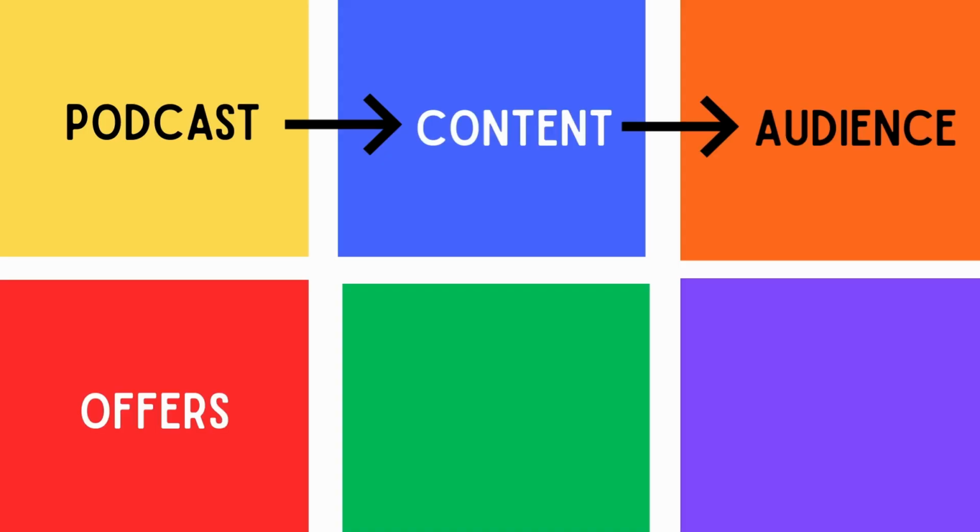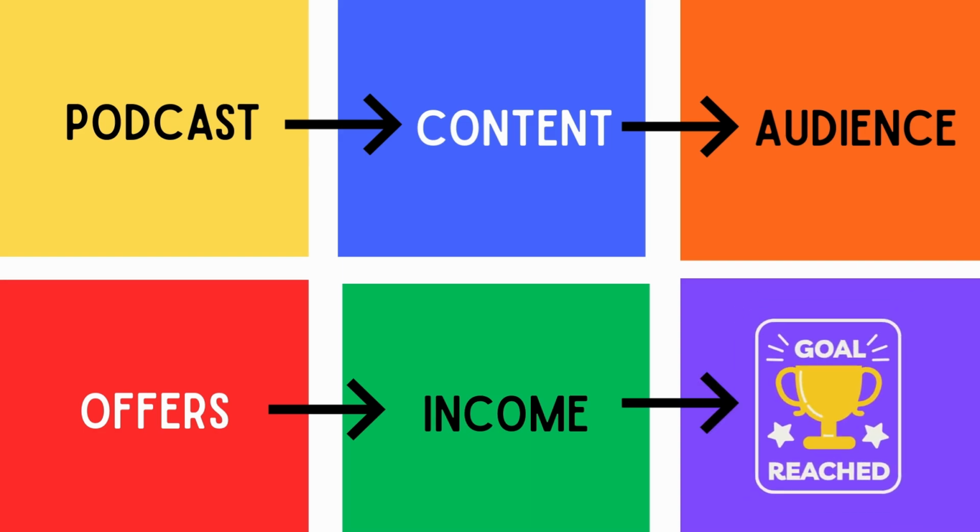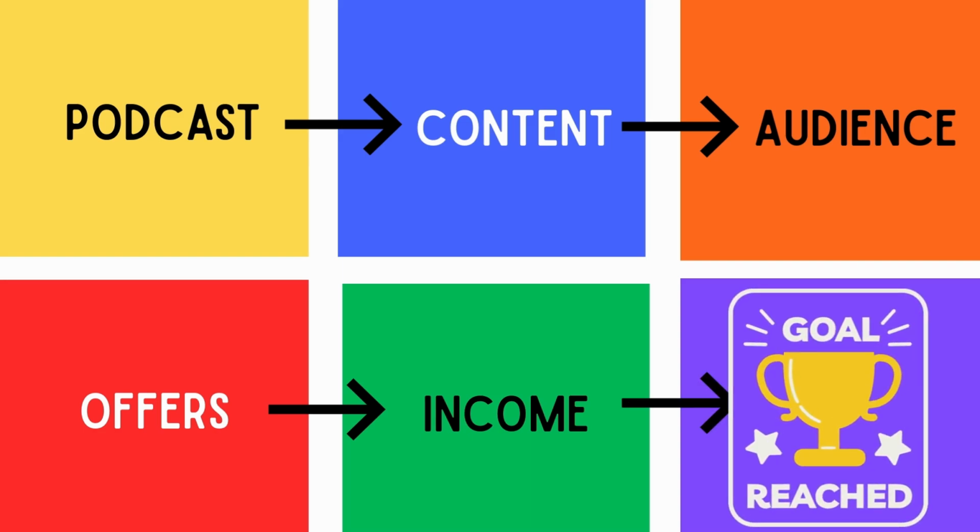What does this mean? Simple. Podcast equates to content. Content equates to audience. Audience equates to offers, and offers equates to income. And now your goal is met. That's the strategy. Here's the real gem for my creators or teachers aiming to generate additional income. If you could take your 15-minute podcast and turn it into, let's say, 3 Instagram reels, 2 YouTube shorts, 5 quote graphics, 1 email newsletter, that's how you work smarter, not harder.